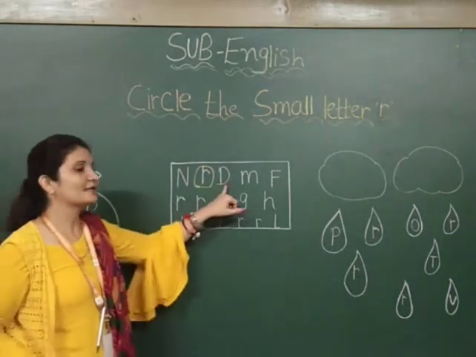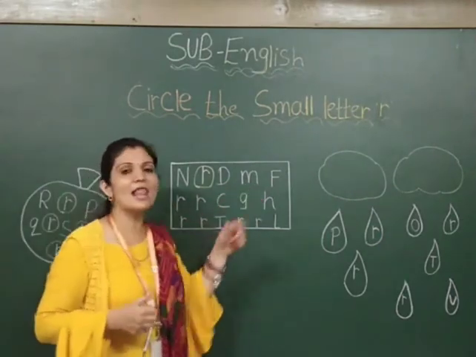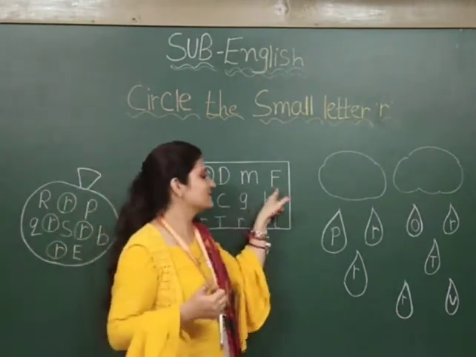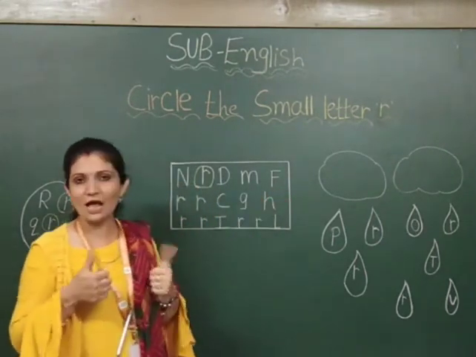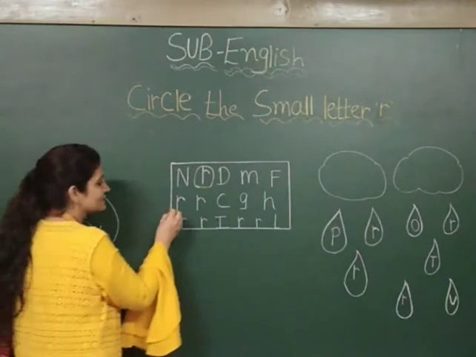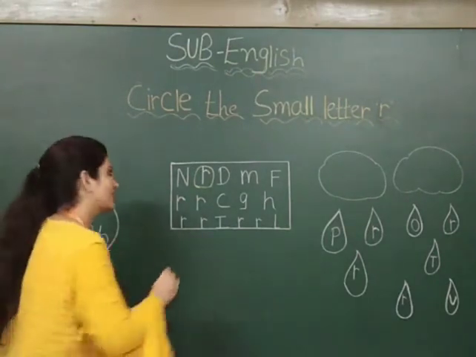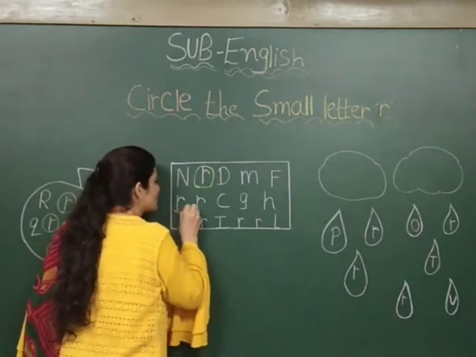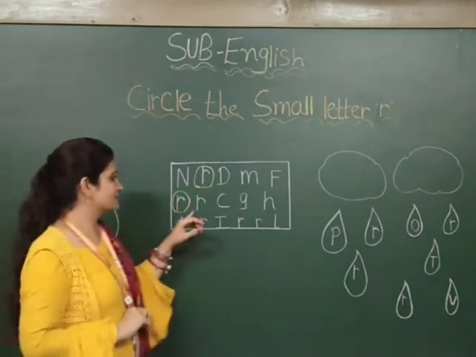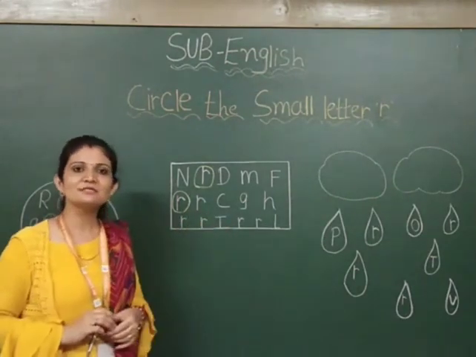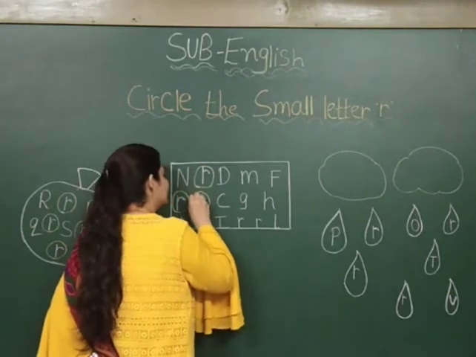This is capital D. This is small m. This is F. Capital F. We have to circle? No. This is small r. We have to circle? Yes. And this is also small r. So we have to circle here.